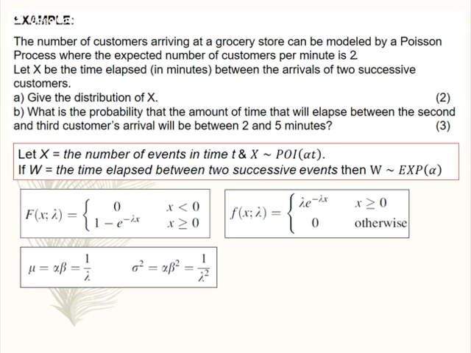The answer that you should have gotten for part A is that X has an exponential 2. And then for part B, the probability is 0.01872. All right, so let's have a look at how you should have done this one.